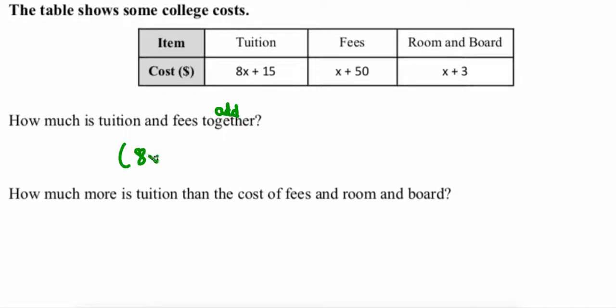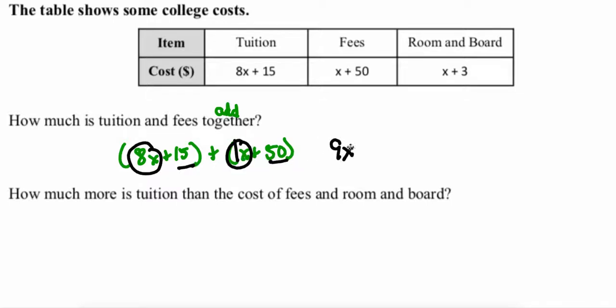So tuition is 8x plus 15. Fees are x plus 50. Hopefully you've gotten the habit of every time you see that x, you just throw in that 1 right away. You'll notice I'm adding them together. There's no numbers outside my parentheses that I have to multiply by, so I'm really just combining my like terms. 8x plus 1x is 9x. 15 plus 50 is 65. Now, I can't combine any farther because 9x and 65 aren't like terms, so that's as far as I can go.